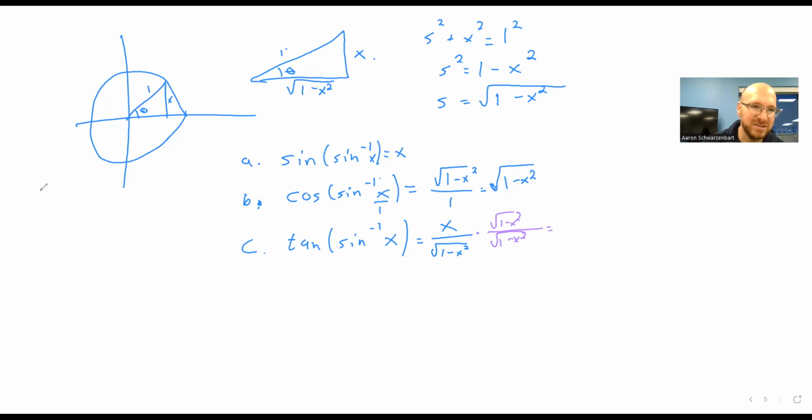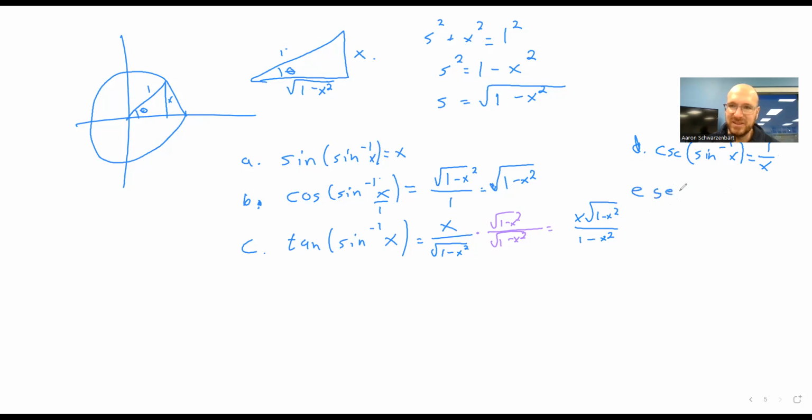And my final answer here becomes x times the square root of 1 minus x squared over 1 minus x squared. I'm not sure that that's simpler, but it's good to see. The cosecant of the inverse sine, again, it's the reciprocal of the sine of the inverse sine.